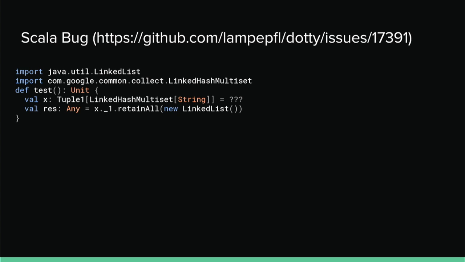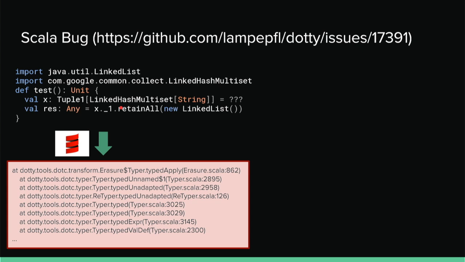Here we have a Scala program, and we use the Guava library, a Java library that extends the Java collections framework. Here we create a tuple, and later we access the first element of the tuple, and we call the method retainAll, which is defined in the class LinkedHashMultiset. If we give this little program to the Scala compiler, namely Dotty, it crashes.